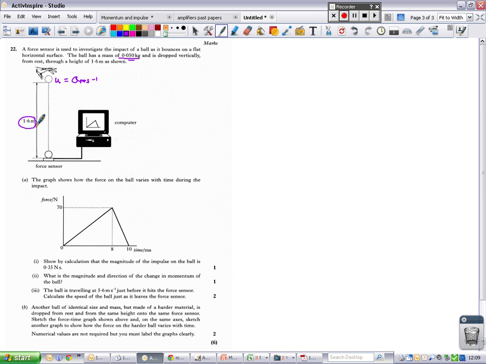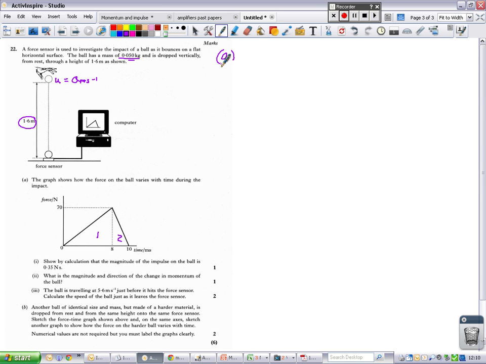Show by calculation that the magnitude of the impulse on the ball is 0.35 Newton seconds. So the easiest way to figure out impulse here is to calculate the area under the graph. You've got two different triangles there, say triangle 1 and triangle 2. If you calculate the full area under that graph, then you can figure out impulse from there.